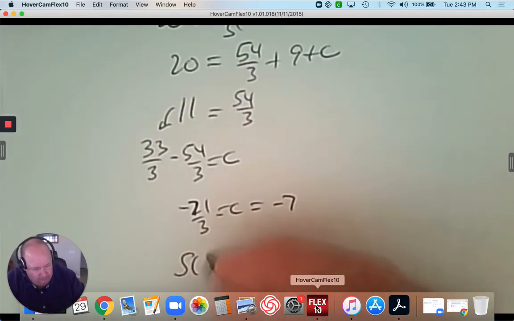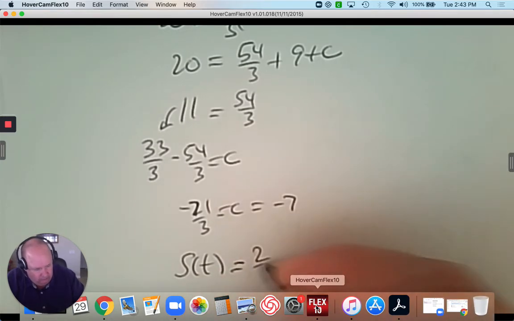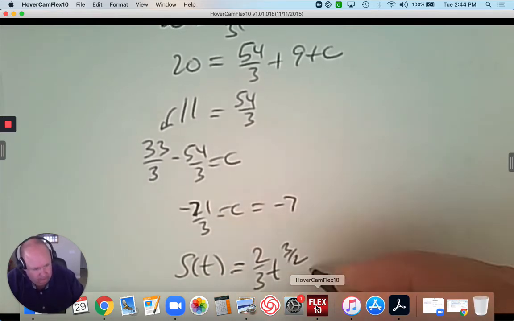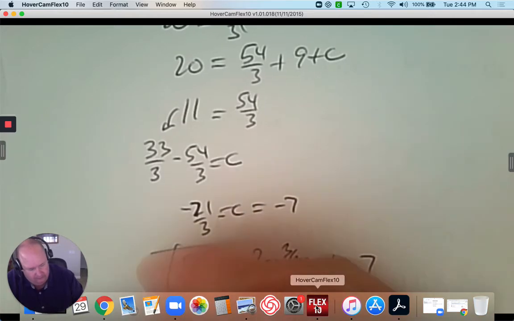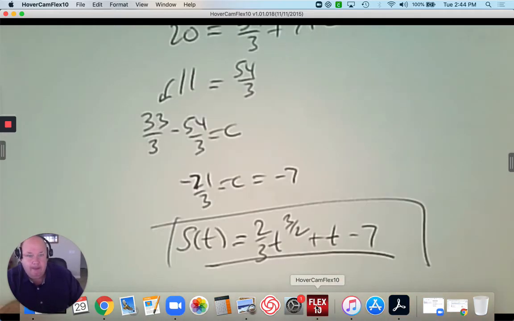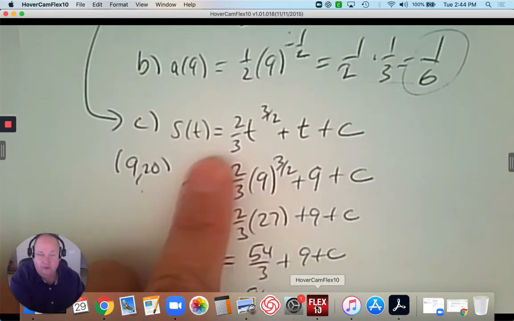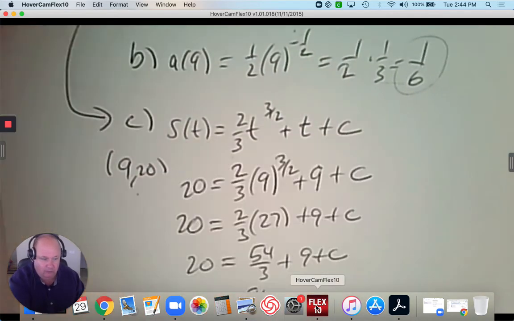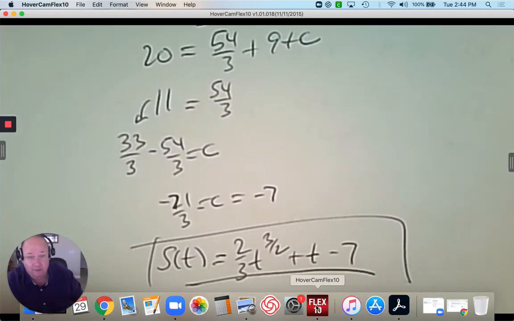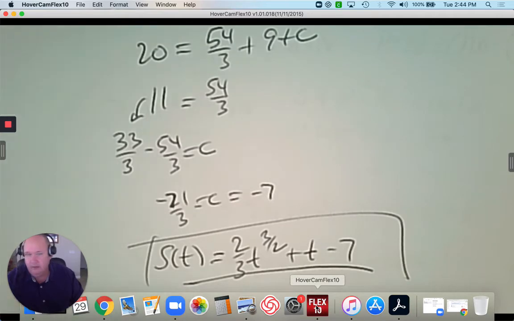So the position equation is 2/3 t^(3/2) plus t minus 7. So from this, you go back to this and then just plug in what C equals. Don't forget to do that. You need to finish the question off doing this. All right, 21.